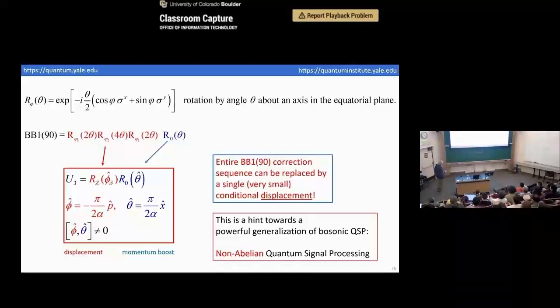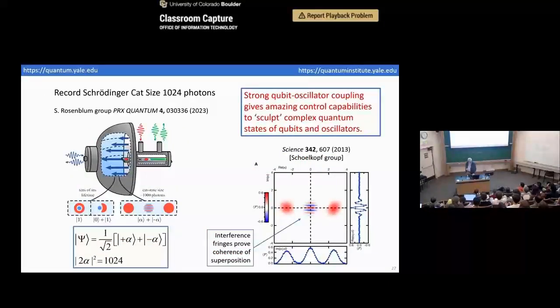And so this much shorter sequence, shorter circuit depth, shorter time duration thing works essentially as well as BB190, and it replaces all these large momentum boosts with one small displacement. And so this is an example, it's some hint. We don't have a full theory of how to do robust control using these non-commuting angles. But this is a first hint, a first application that this is a kind of powerful generalization of quantum signal processing. And so my student Shraddha Singh just defended her thesis, has 3 or 4 other examples used in GKP quantum error correcting codes and so forth. But we still don't have a full theory.